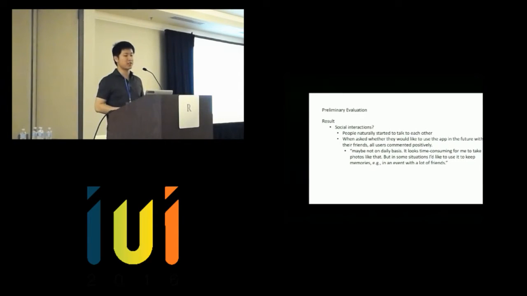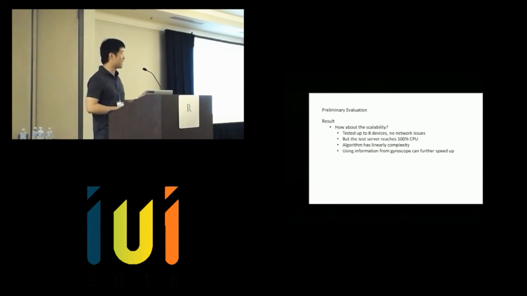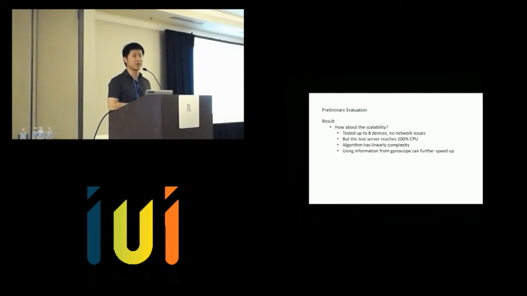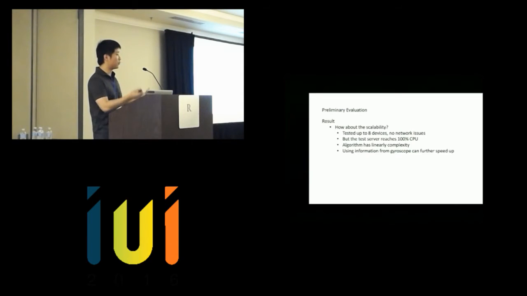We're also interested in the scalability. We tested up to 8 devices and didn't find any issues with the network. But our backend CPU does reach 100%. This should be easy to resolve because the matching algorithm has linear complexity in the number of devices. And if we can use mobile sensors like gyroscope readings, hopefully we can restrict the search space to make it even faster.